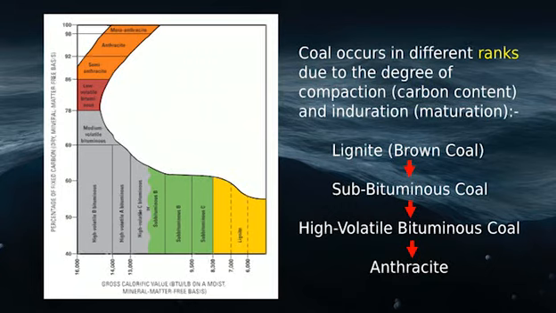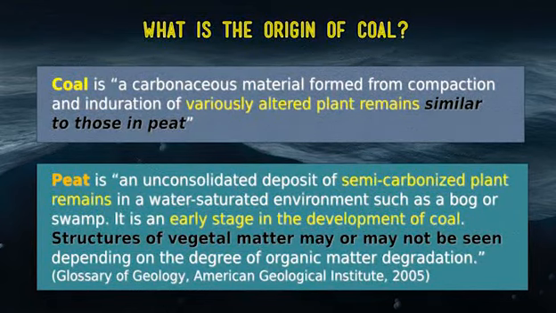And so you have brown coal or lignite, which is not as combustible, has less carbon and has more water in it. Then you go to a subbituminous coal and a high volatile bituminous coal, and finally anthracite, which is very high in carbon and very easily burnt. Well, let's go back to our definition. Coal is supposed to be, according to the dictionary definition, a carbonaceous material formed from compaction and induration of variously altered plant remains similar to those in peat.